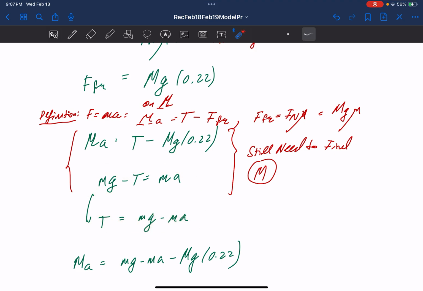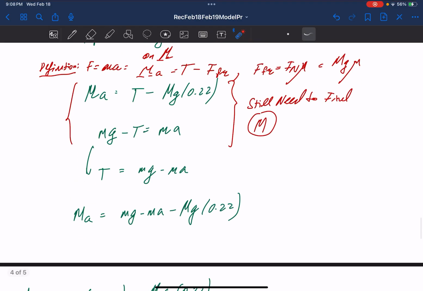So we still have two equations and two unknowns over here. And what I'm going to do again is just get rid of this tension variable. Again, the strategy here is just to get rid of some variables so we don't have to solve for them. And since I rewrote the equation in terms of tension here, I'm just going to plug it back into this top expression right here. And that turns this expression into big MA equals mg minus ma, which is T, minus big Mg times 0.22, which is copied from up top.